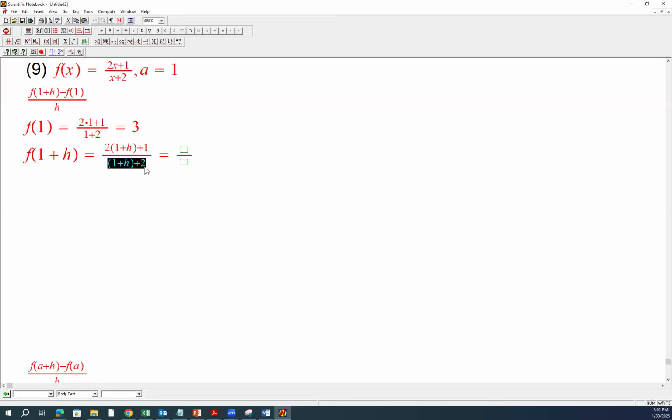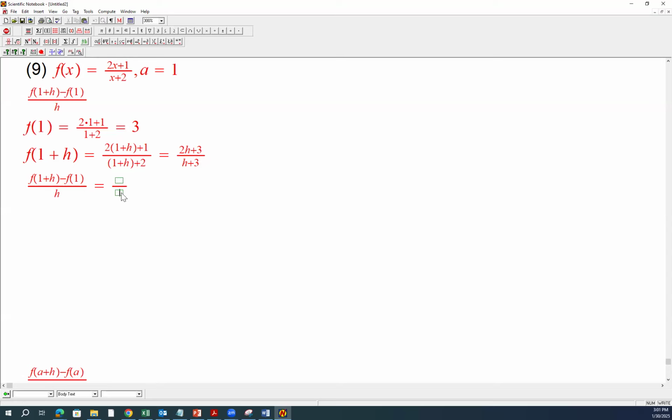So 1 plus h plus 2 makes h plus 3. And the top, we're going to have 2 plus 2h plus 1. So we're going to have 2h plus 3. Yay. It looks a little simpler, but this time I'm going to use a slightly different way to do it. I'm not going to do the numerator alone. I'm going to do the whole thing together.